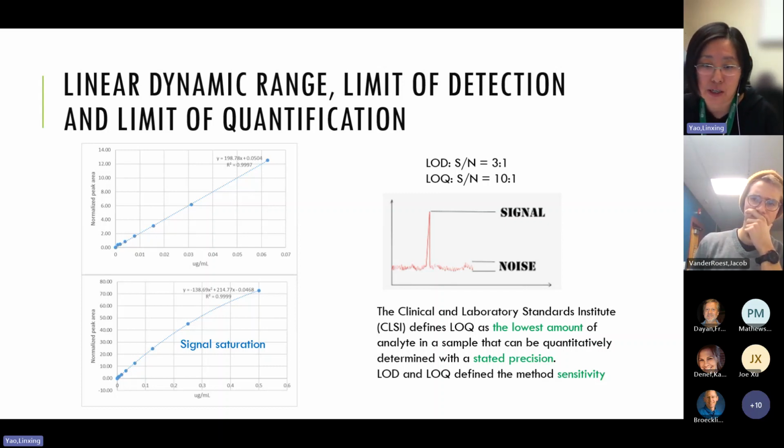For example, the Clinical and Laboratory Standards Institute defines LOQ as the lowest amount of analyte in a sample that can be quantitatively determined with a stated precision. The stated precision could be 20%, 30%, or 35%. The lack of clarity in defining LOD and LOQ can be problematic, especially in interlaboratory studies or in studies where presence-absence determination is crucial. So it is important to clearly define the LOD and LOQ for each method and be consistent.